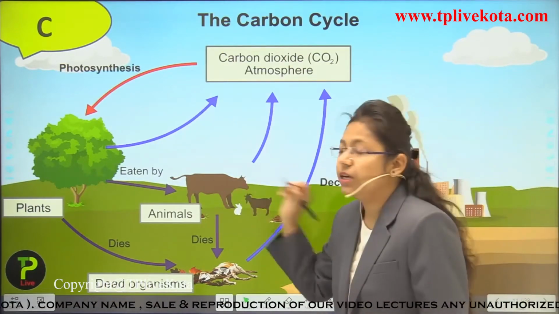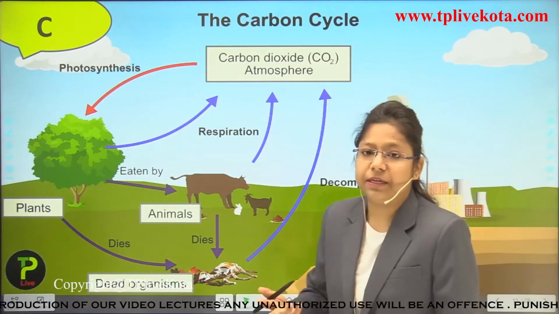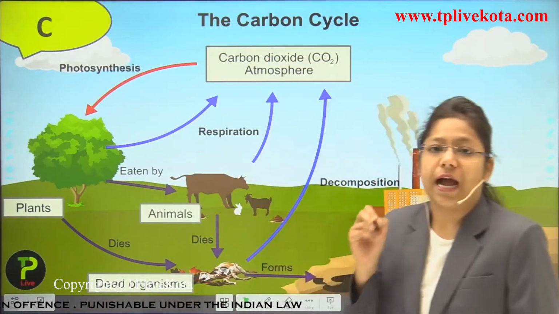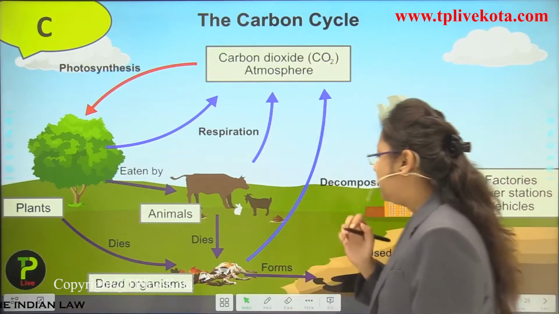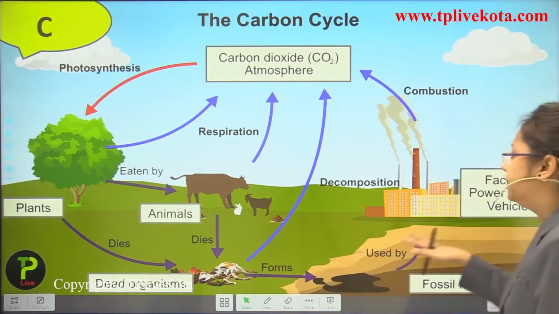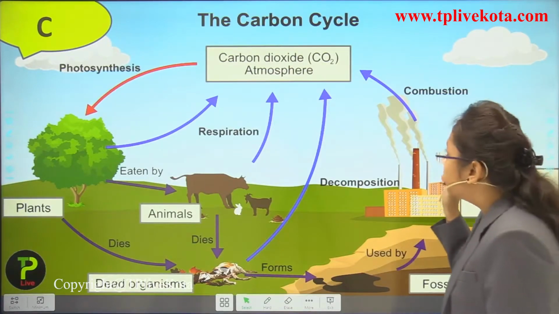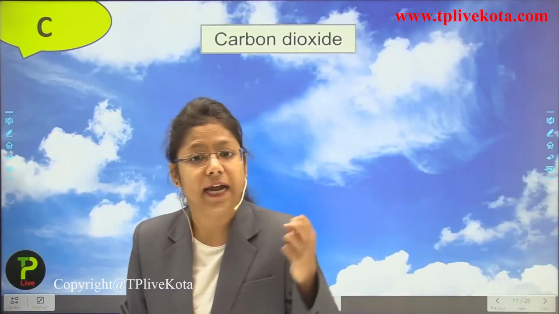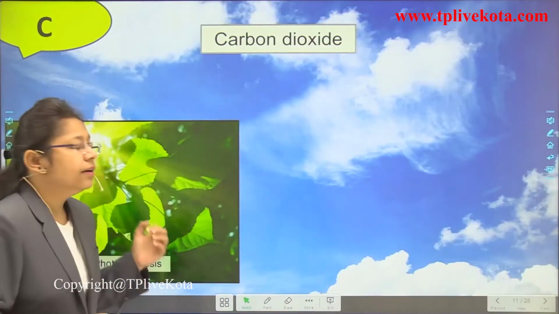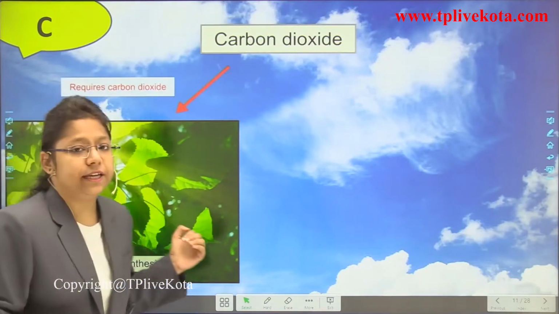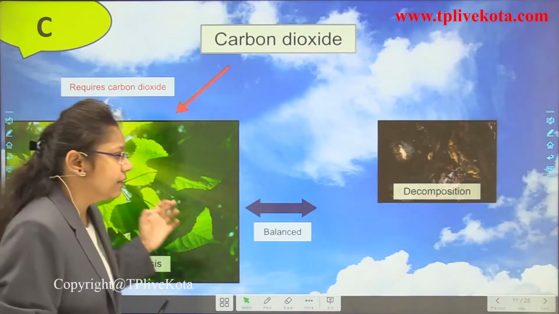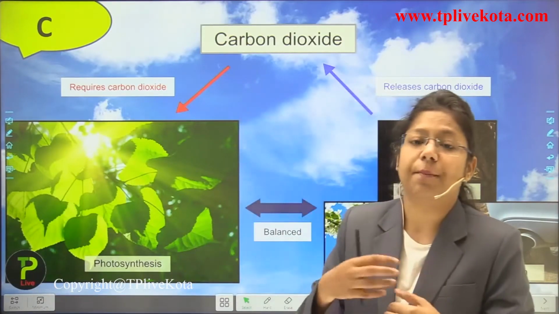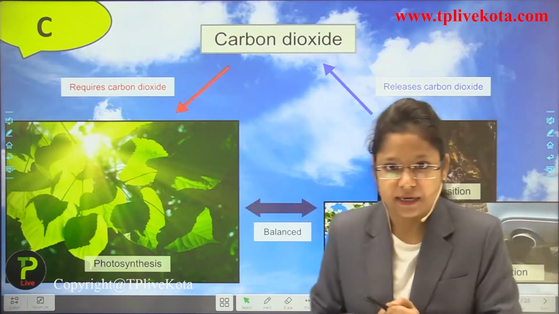Okay, the animal which is doing respiration releases carbon dioxide, which goes back to the atmosphere. Even the plant which is doing respiration, the carbon dioxide is released, which goes to the atmosphere. Now the last thing is the formation of the fossil fuel, and by the factories, the combustion will take place, and the carbon dioxide is released, which goes back to the atmosphere. So you can see here that photosynthesis is necessary for the plants and carbon dioxide is required. So it is balanced by three things: decomposition, respiration and combustion. So this is the whole carbon cycle. Okay, did you understand the carbon cycle?